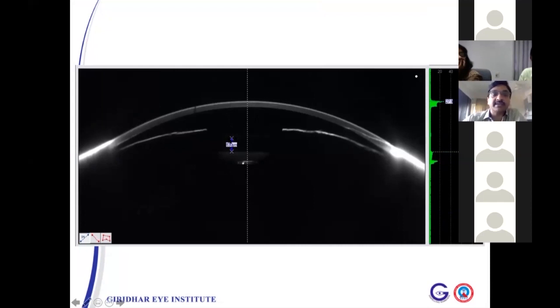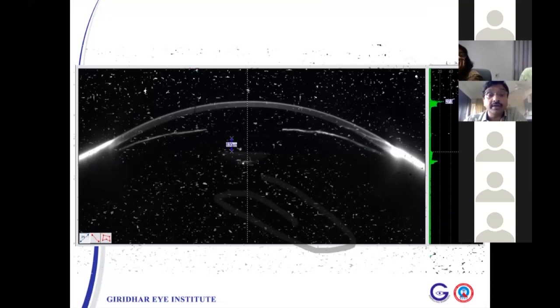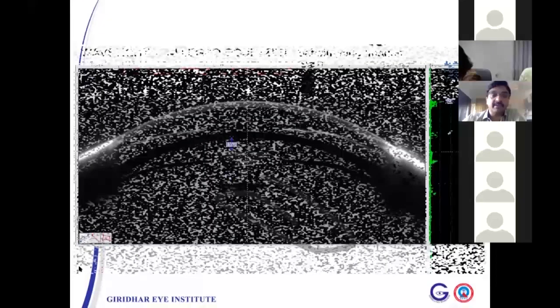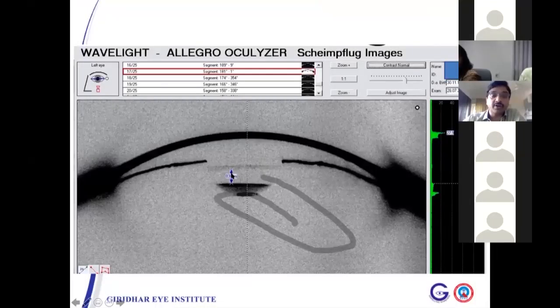This is actually post-ICL where you have measured the vault here. This is again playing with the image, inverting it and playing with the contrast. This is the anterior surface of the lens and this is the posterior surface of the ICL.